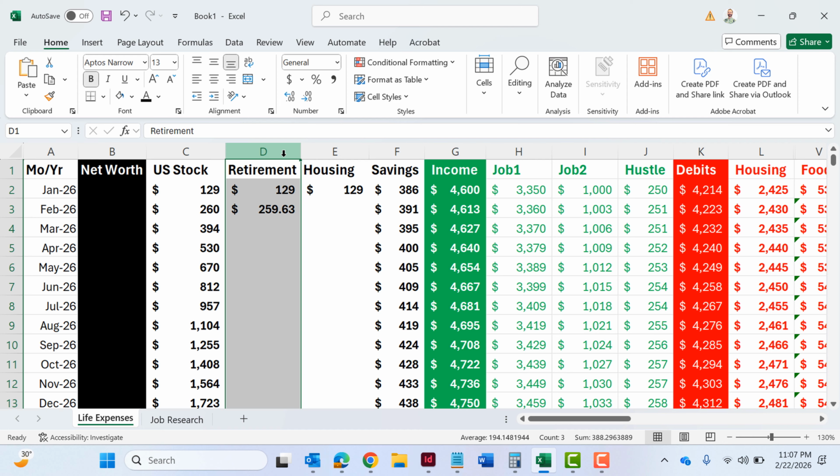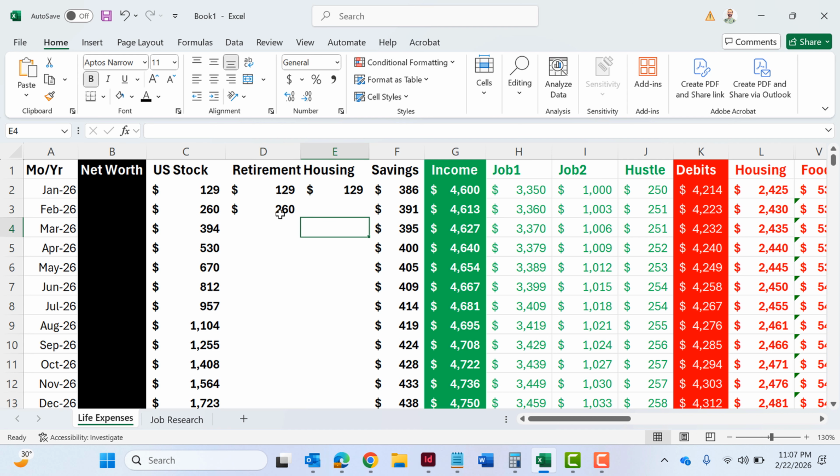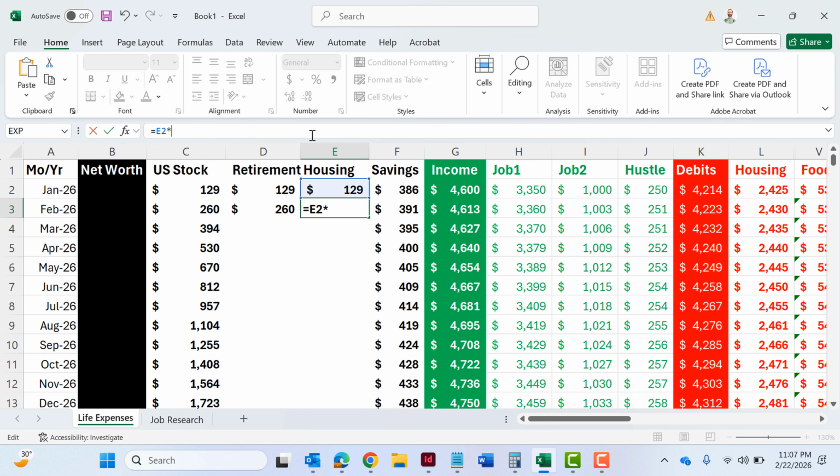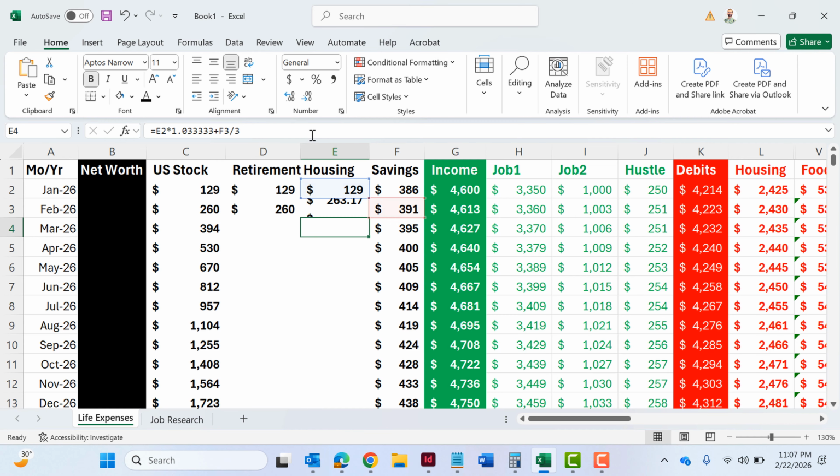We've got this problem of having decimals. So click on your dollar amount, get rid of the 2 decimals. So this is our retirement growing. And lastly, we'll do housing. So again, February is equal to January, or E2, times 4% divided by 12. Let's go to our calculator. 0.04 divided by 12. All right. Pretty simple, 0.00333. So last month times 1.00333 plus F3 divided by 3, or our savings divided by 3.